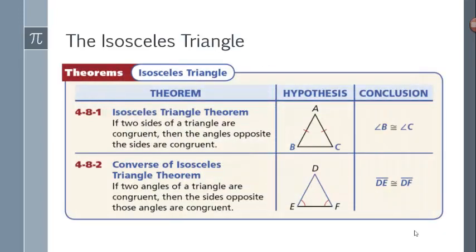The isosceles triangle has two theorems associated with it, and they really just come right from the definition of an isosceles triangle. So if two sides of a triangle are congruent, then the angles opposite the sides are congruent. So essentially, if a triangle is isosceles, then its base angles are congruent. And then the converse says something similar. If we have two angles of a triangle that are congruent, then the sides opposite them are also congruent.